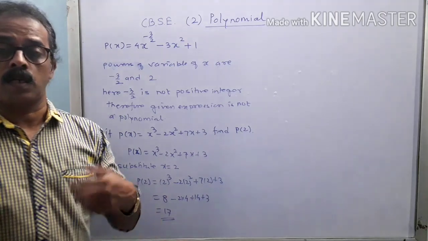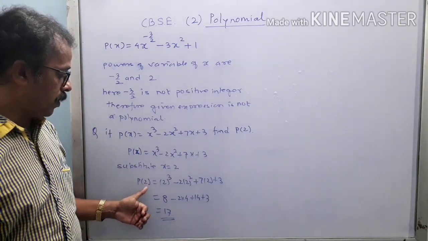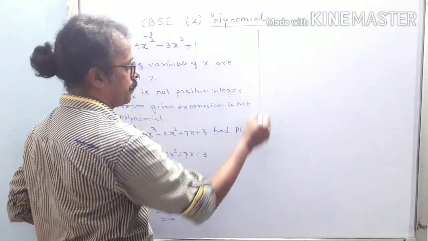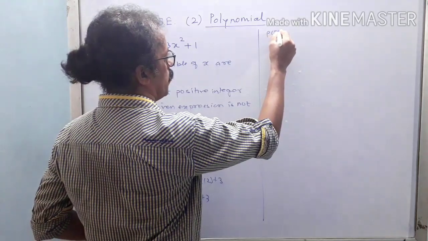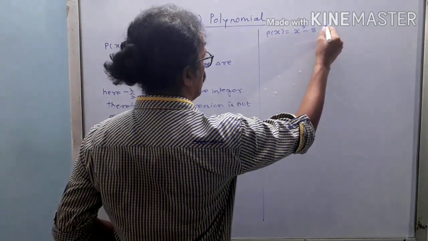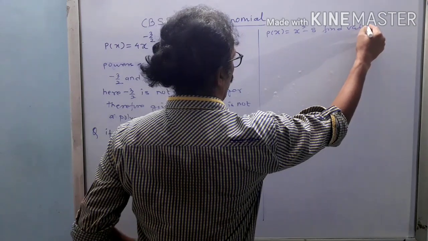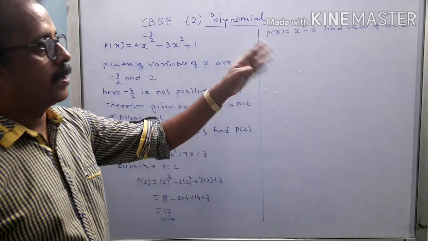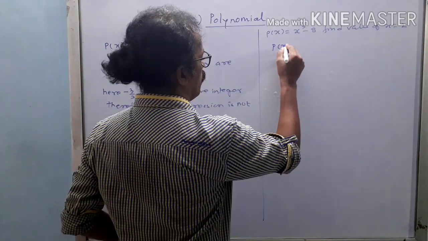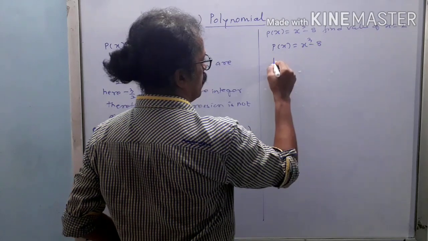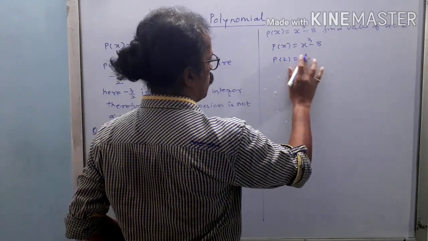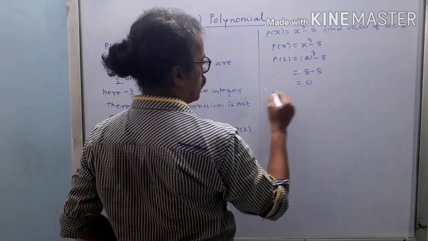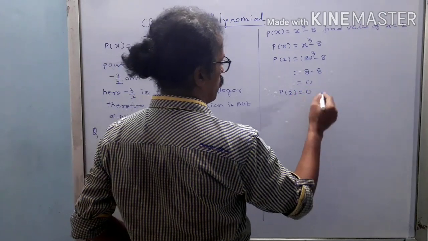Okay, now the application of that which you also did: if p of 2 becomes 0, then it is called a zero of the polynomial. So suppose I give the expression p of x is equal to x cube minus 8, find the value at x is equal to 2. Now we are finding the value at x is equal to 2, so we can consider p of x is equal to x cube minus 8. So p of 2 becomes 2 cube minus 8, so it becomes 8 minus 8 is equal to 0. Okay, so p of 2 is equal to 0.